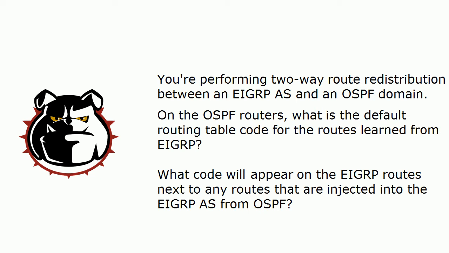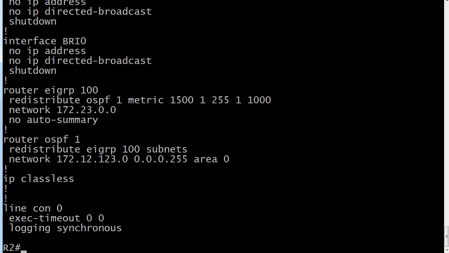Because what we're doing there on router 2 is performing two-way route redistribution between an EIGRP autonomous system and an OSPF domain. Now on the OSPF routers, which happen to just be router 1 in this case, when we look at router 1's routing table, what is the exact default routing table code for the routes being learned from EIGRP? Now, vice versa, over on router 3, which is an EIGRP speaker, when we look at the routing table, what code are we going to see next to the routes being learned via route redistribution? So a lot going on here. Let's go ahead and dive back to the live equipment and take a look at this config.